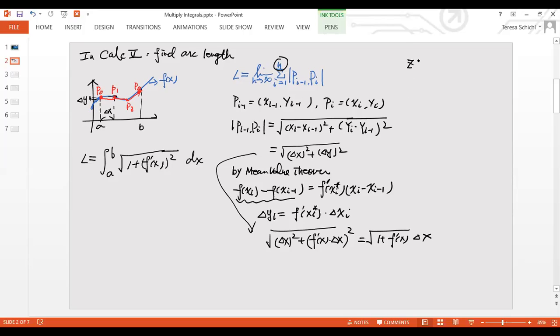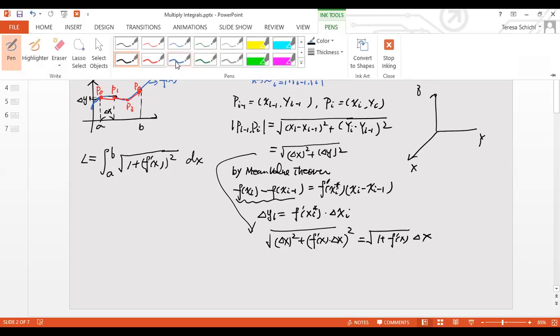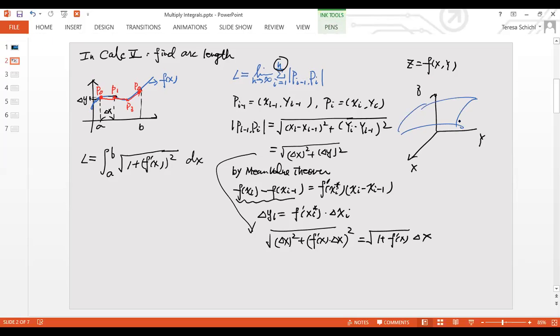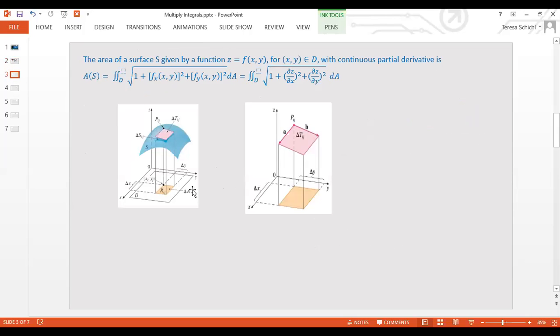Like if z is equal to f of x y here, right? So if this is your x, this is y, and this is z here, then you have some type of curve going on top of here, right? If you have a certain boundary, how do I find the surface area of this curve? And how do I do that? If you take a look, the blue area is the surface area I'm trying to find. So how do I do it?